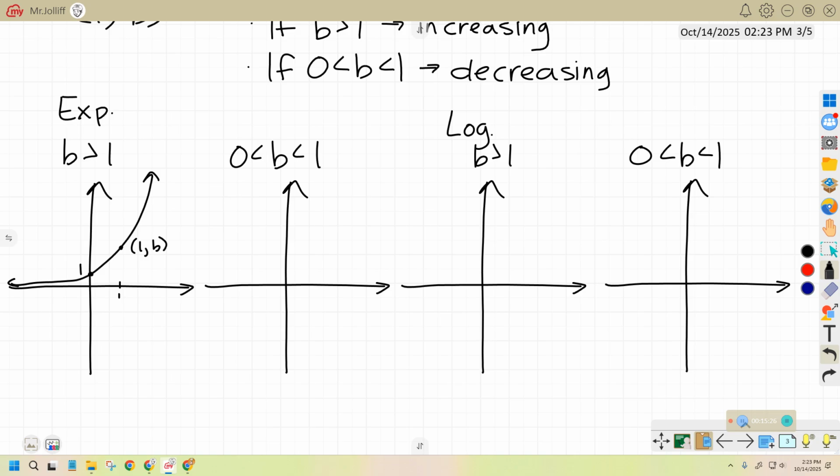If it's decreasing, it's this graph, but flipped horizontally. It starts up high and then comes down low. Intercept is still 1. Key point is still at 1 comma b, but you'll notice that b is now lower than 1. B is less than 1.